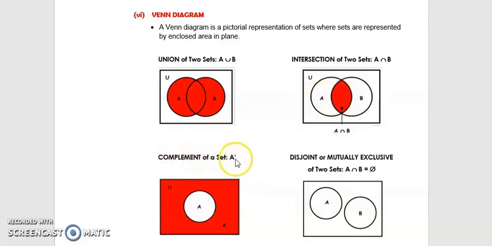Complement of a set A. Let's say this is set A. Complement means, in Bahasa Malaysia, pelengkap. So this is A, and outside A is A prime, the complement. Disjoint or mutually exclusive, as I explained before: this is a mutually exclusive event. A and B are disjoint, or cannot occur at the same time.